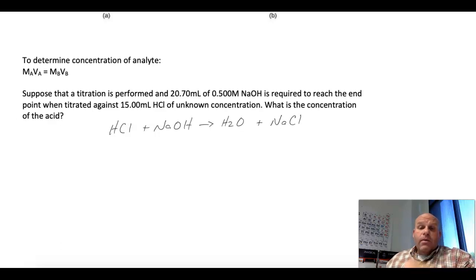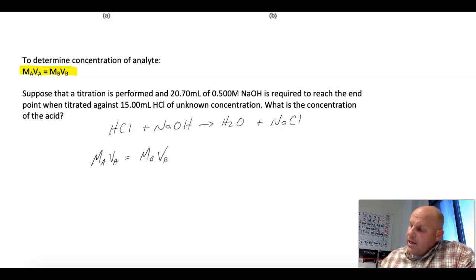And so because our ratios here are 1-to-1, we're going to see a pretty straightforward calculation here utilizing this formula. This really is just a plug and chug situation. So I have the molarity of my acid times the volume of my acid equals the molarity of my base times the volume of my base.